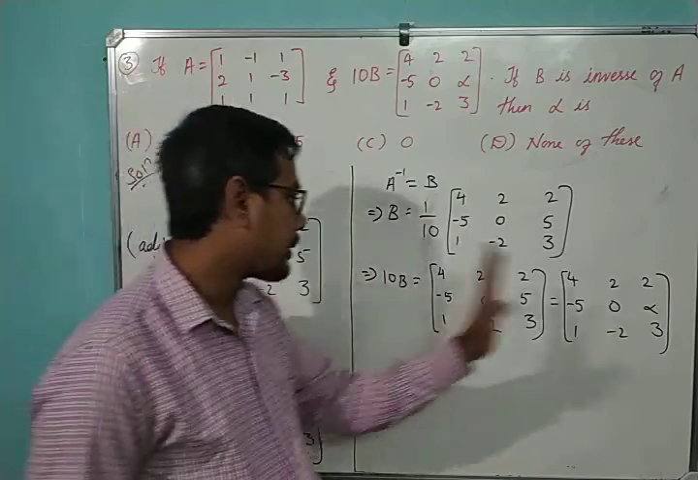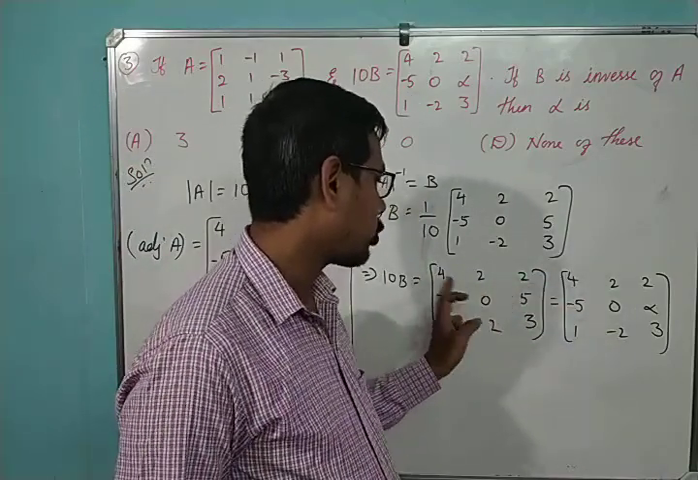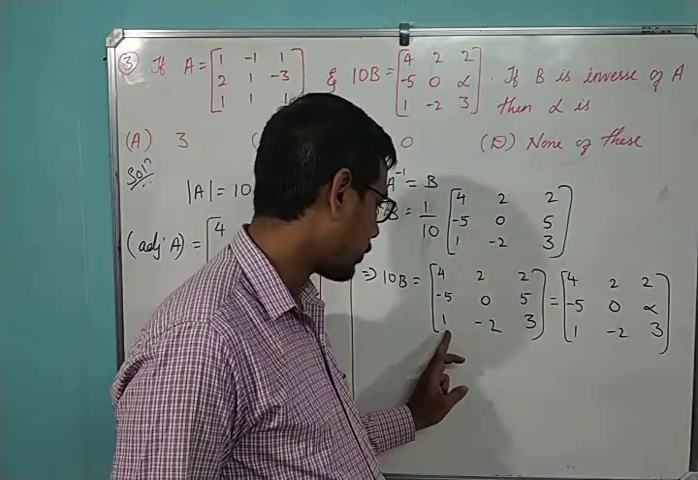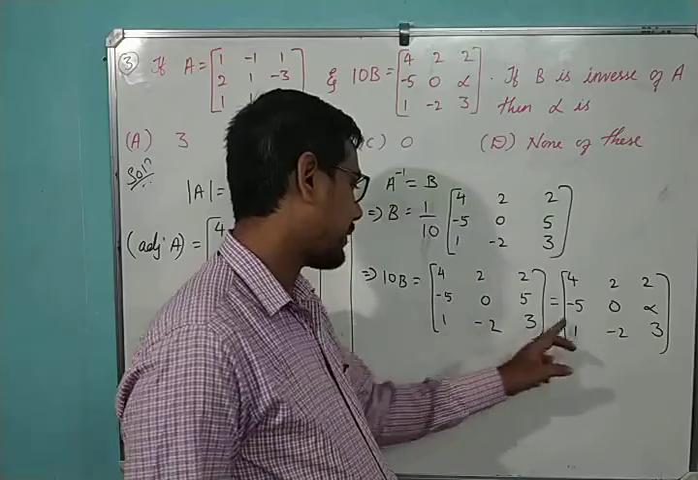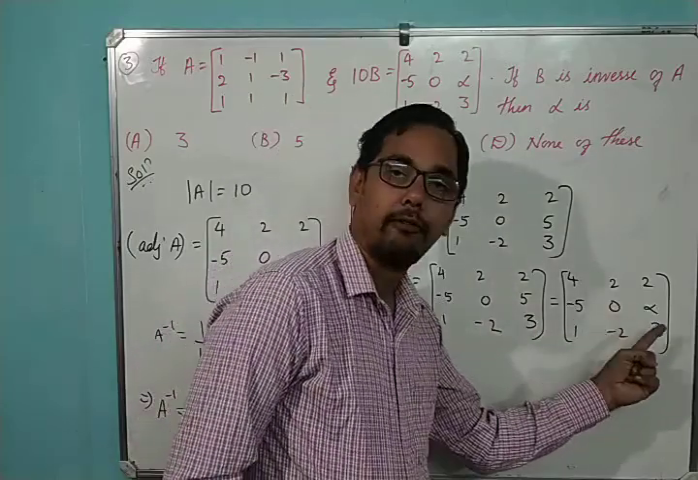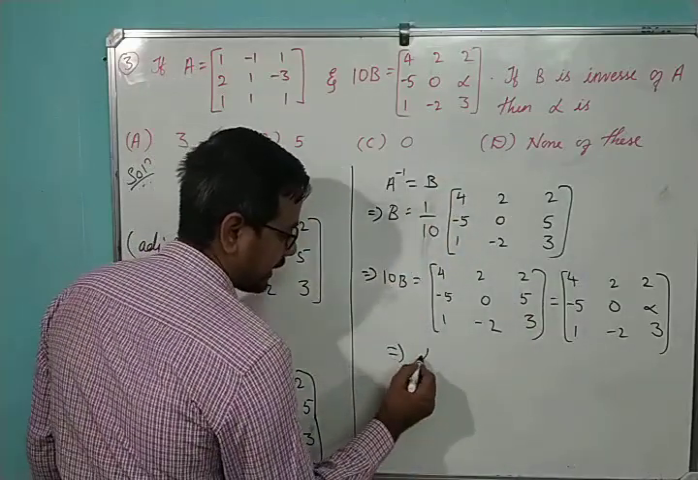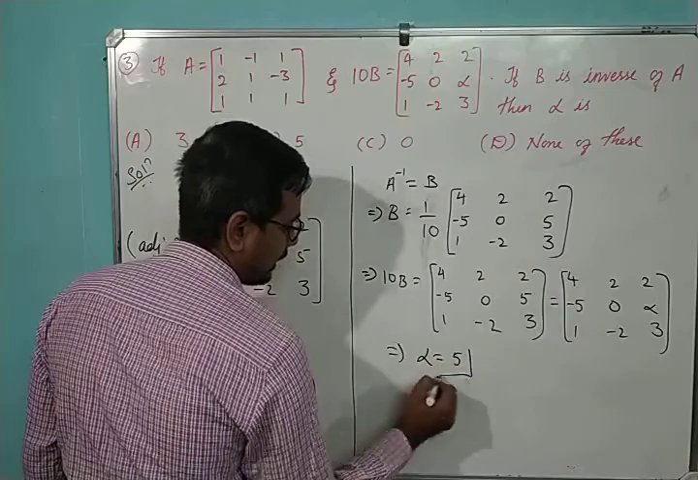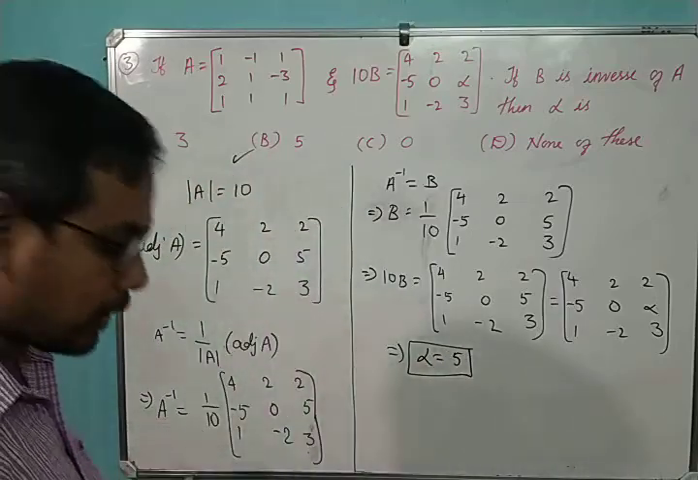So if you compare both the matrices, all the elements are the same, right? First row 4, 2, 2. Third row is 1 minus 2, 3. And here minus 5, 0. And here instead of 5, we are having alpha. So this implies I can write alpha as equal to 5. Right? Alpha is equal to 5. This is how we should calculate it.